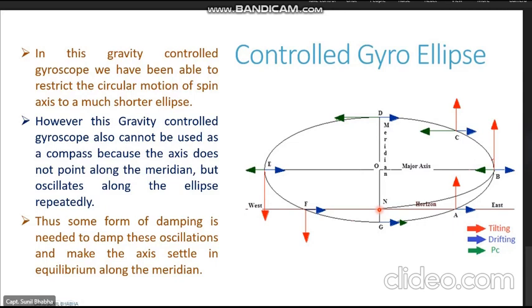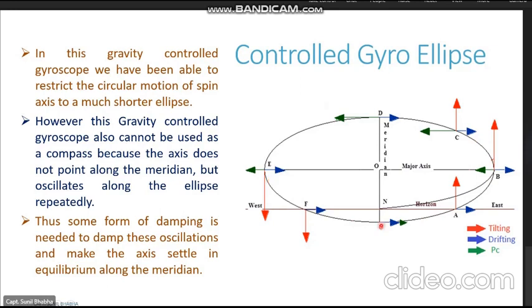Now what we need after this is some form of damping. You see, this is oscillatory motion now. One good thing which we have achieved is, irrespective of wherever our gyro star is, the spin axis is not going to follow the gyro star. It is going to follow this elliptical motion. The gyro star has gone out of the picture now. The spin axis is going to follow the elliptical motion, this particular oscillation.